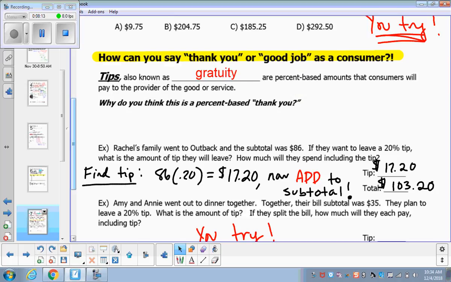Now as a consumer, there are plenty of ways and times when we need to say thank you for a good job well done. Tip in a restaurant, if you want to tip your waiter or waitress, the fancy word for that is called gratuity. You might have noticed at the bottom of some menus, it'll say gratuity already included for parties of 6 or more.